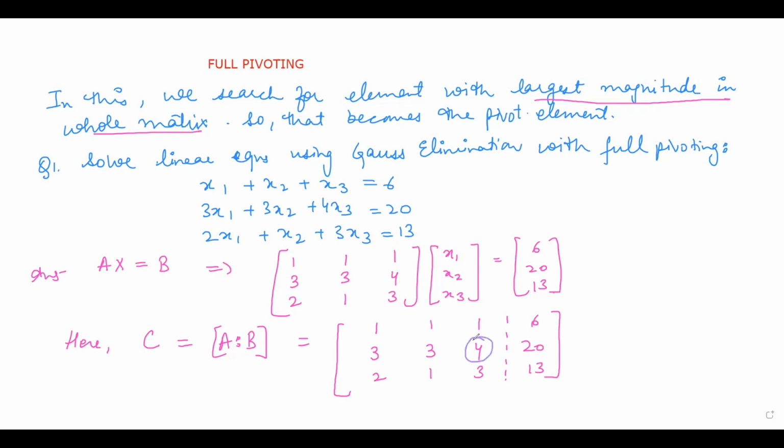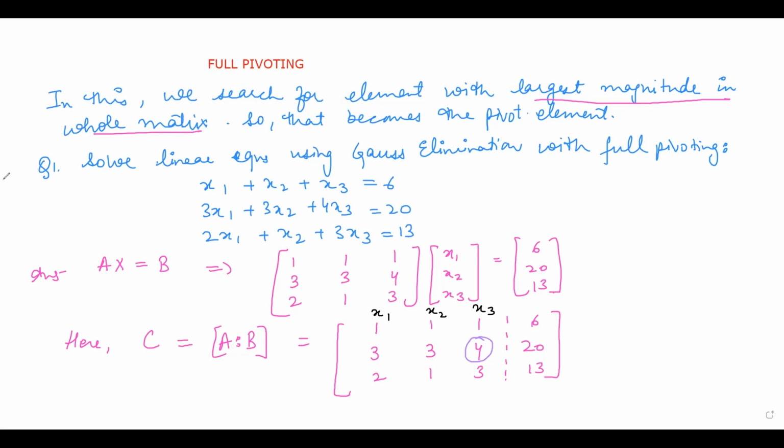Earlier, we were just interchanging the rows. Now we'll be interchanging the columns also. And when you interchange the columns, you need to understand that your variables would also be changing. Right now, this is the x1 column, this is x2, and this is x3, because these are the coefficients of x1, 1, 3, 2. Coefficients of x2, 1, 3, 1. Coefficients of x3, 1, 4, 3. But when you interchange these, your variables' placement would also be changing. So that's why it is very complex.